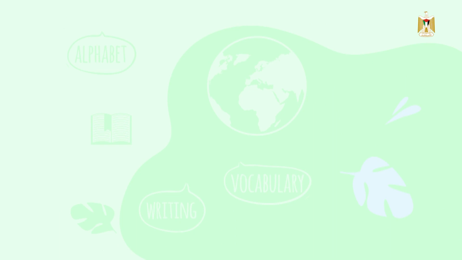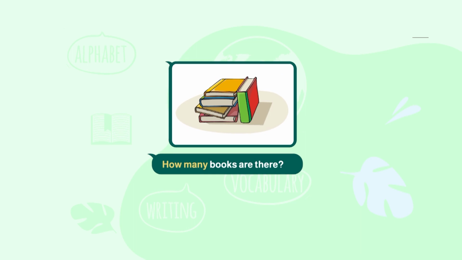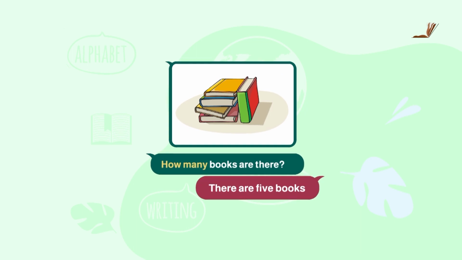The last part of our lesson. Look, how many books are there? There are 5 books. We use how many to ask about the number of countable nouns. نستخدم how many للسؤال عن العدد مع الأسماء المعدودة كما في المثال كم عدد الكتب.